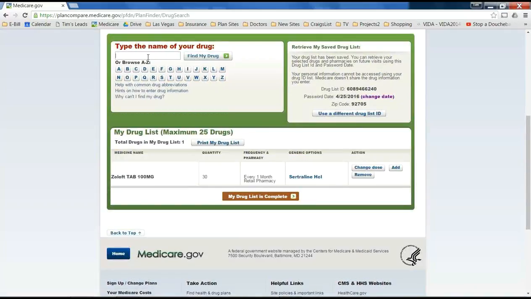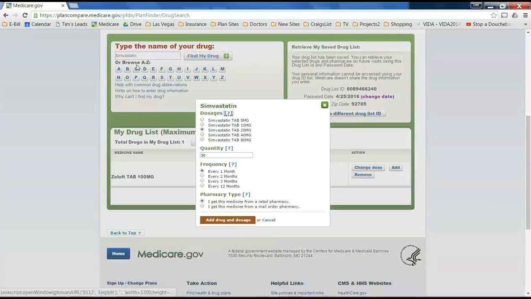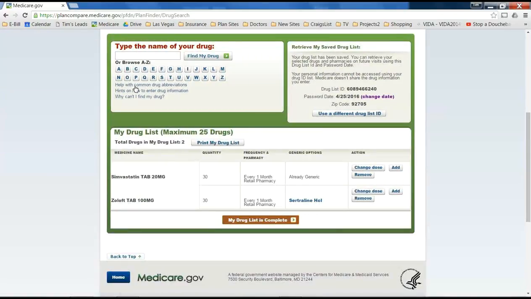Let's try, that's something for depression. Let's try something for, I'm trying to think what... Simvastatin. And I'm going to go ahead and leave it at the default, 20 milligrams once a day, one every month. I get this from a retail pharmacy. That shouldn't give us any trouble.